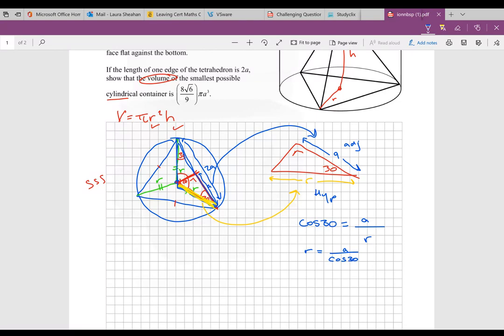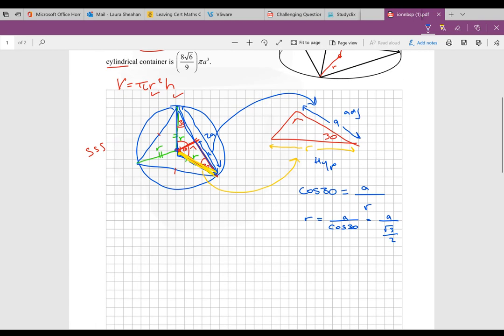And again, when I gave you these, we were still on area and volume. We hadn't quite done trigonometry, but this is junior cert trigonometry. So this is trigonometry that you should have been able to do. Cos 30 is root 3 over 2. So we have A over root 3 over 2. You can go straight and say then that this would give you 2A over root 3.